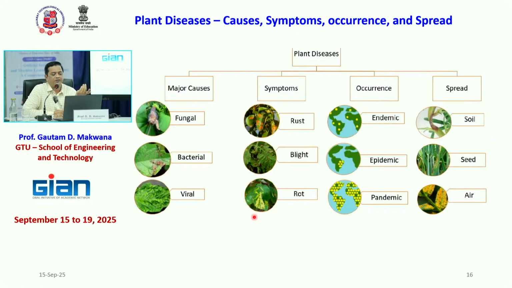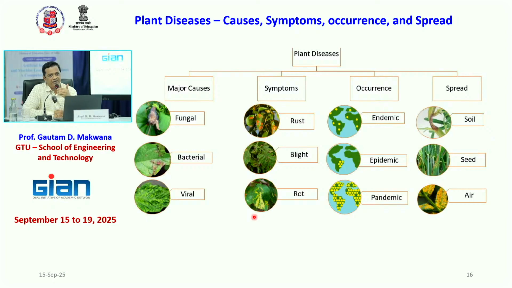And the occurrence: this is endemic, epidemic, and pandemic. Some diseases are endemic, some are epidemic, and some are pandemic. So based on this occurrence of the disease, we have to work out how AI can be used here, and how the diseases are spread. One of the reasons is the soil. If the soil is not good, then the disease will be spread to the plant, and by the seed.